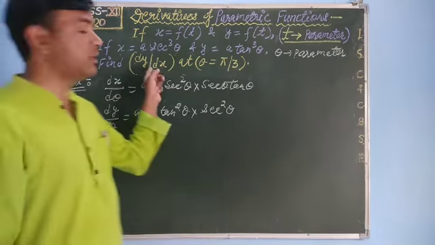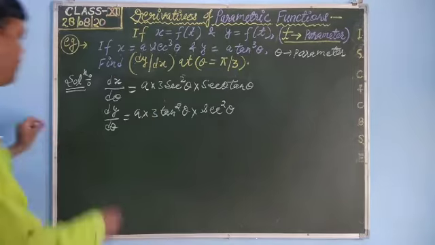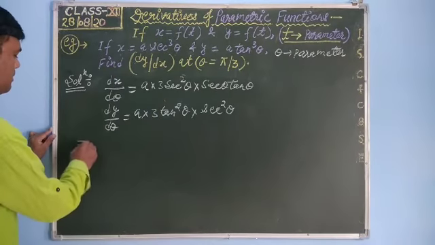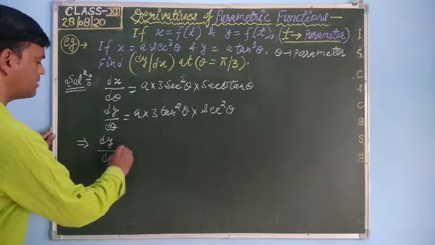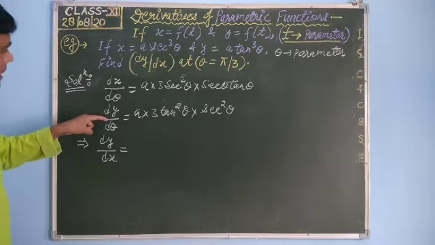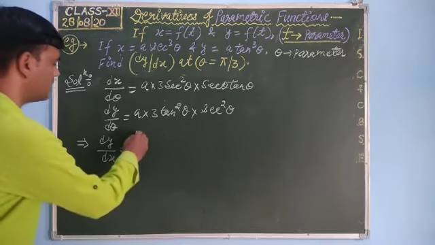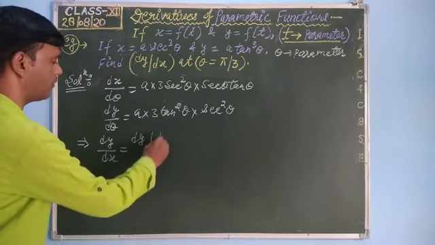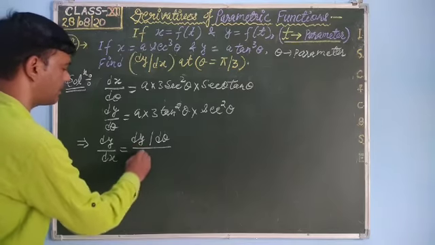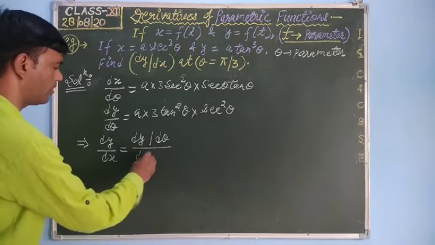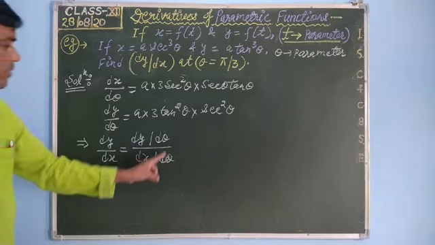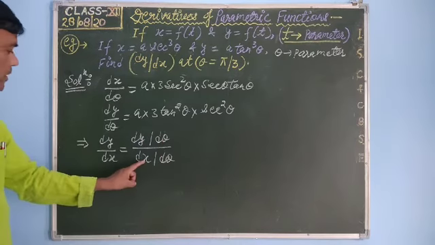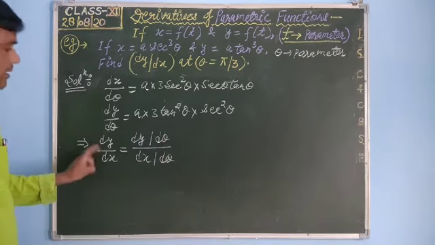Now we will find dy upon dx. There is a formula for this. This implies dy by dx is obtained by dividing the second by the first. You have to remember this formula always: dy upon d theta upon whole upon dx upon d theta. Here d theta will cancel out and you will get dy upon dx, which is our requirement.